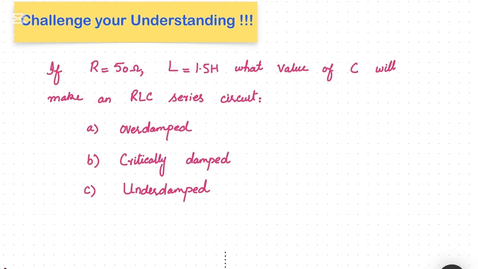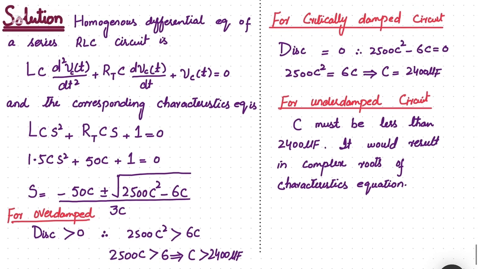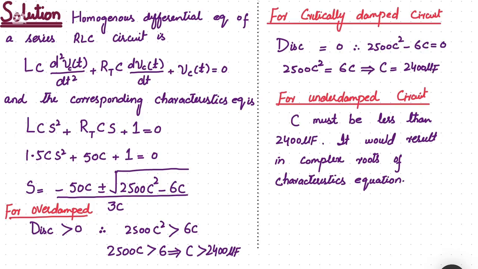There is a question: if R is equal to 50 ohms and L is 1.5 henry, what value of C will make an RLC series circuit overdamped, critically damped, and underdamped? You are advised to solve this question yourself and then you can compare your result over here.